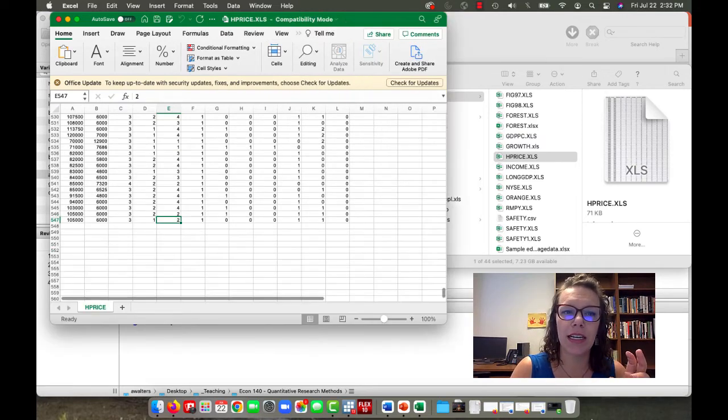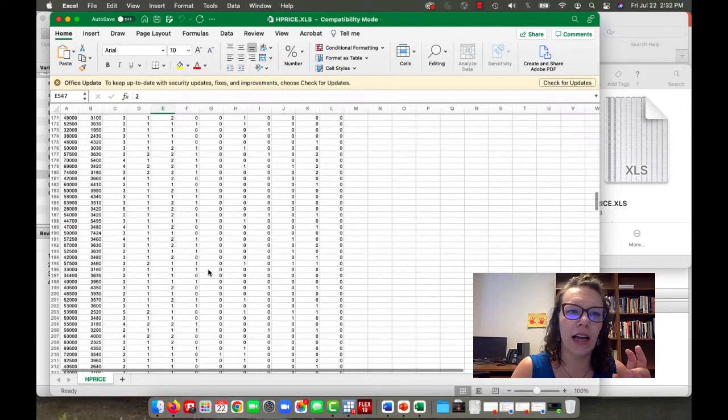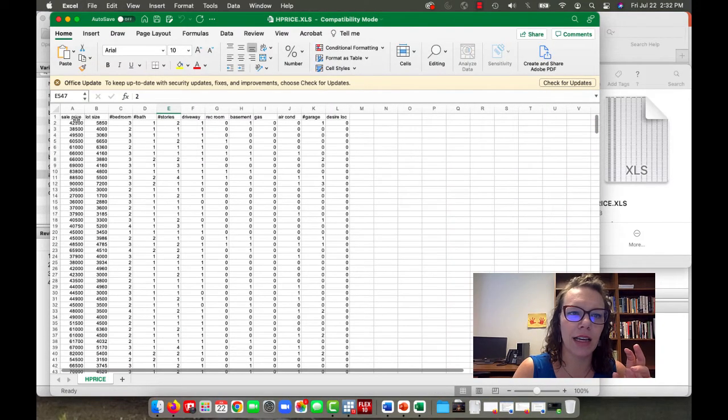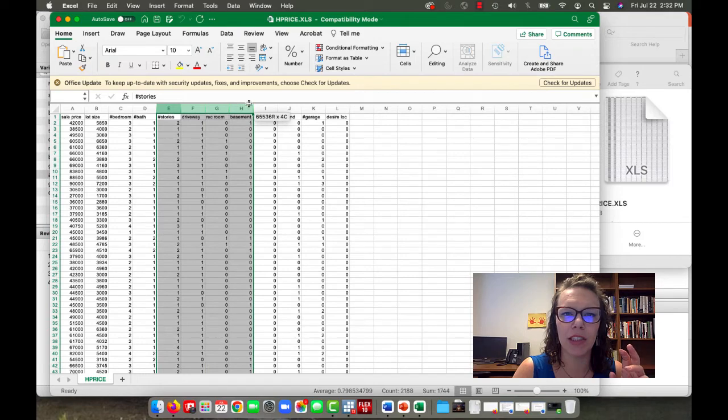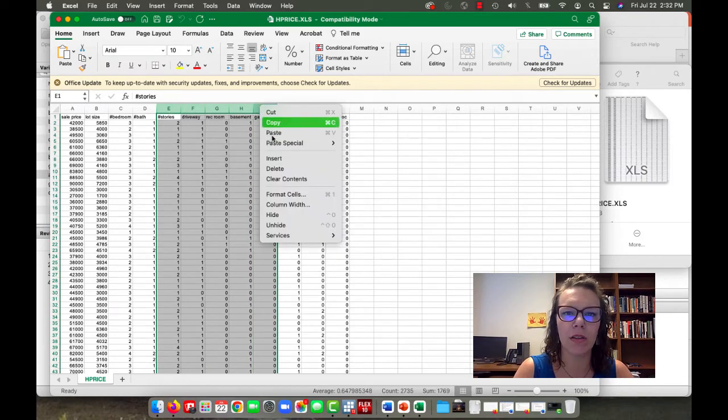So here's that data set, and you can see I have lot size is my first x, sale price is my y, number of bedrooms, number of bathrooms. There's other y's here I'm not going to use, so I'm just going to get rid of those.